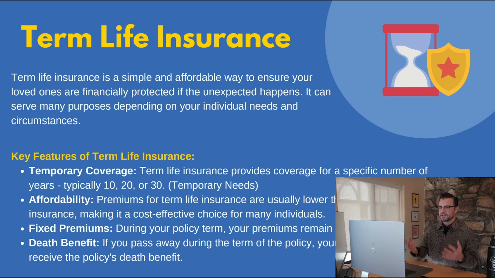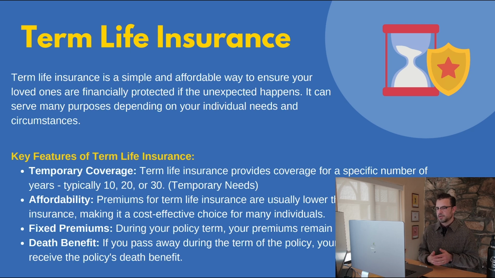Now, term life insurance, simply put, is temporary coverage. It's designed for a specific window of time, and when that time is done, the policy ends. So it's temporary. You're typically going to have a 10-year, 20-year, or 30-year window. Now you can get specific and choose a 15-year or 25-year, but most common are 10, 20, or 30-year term life insurance policies.